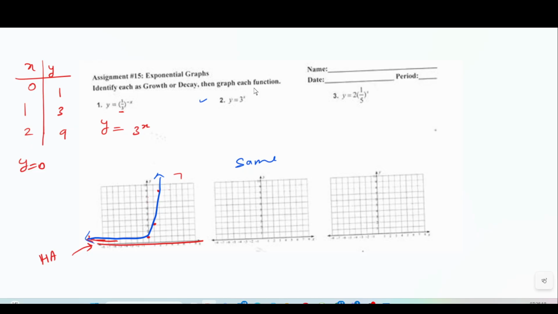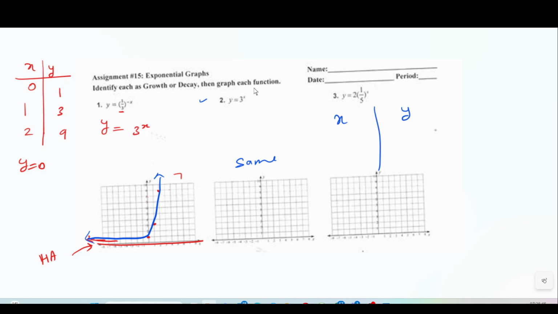Yeah, I finished graphing. So number three, y equals 2 times 1/5 to the power of x. There is a fraction, right? So is it going to be growth or decay? It's going to be decay. Yes, this is decay. Let's take x and y values and plot it.